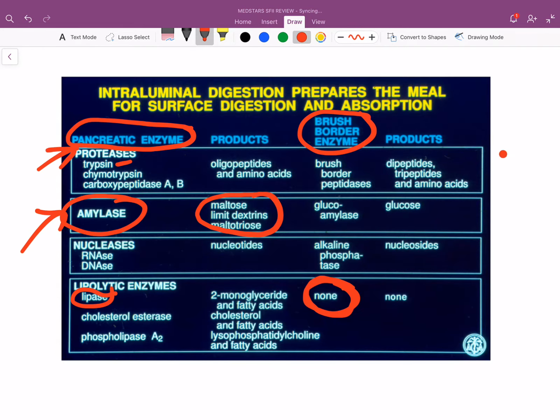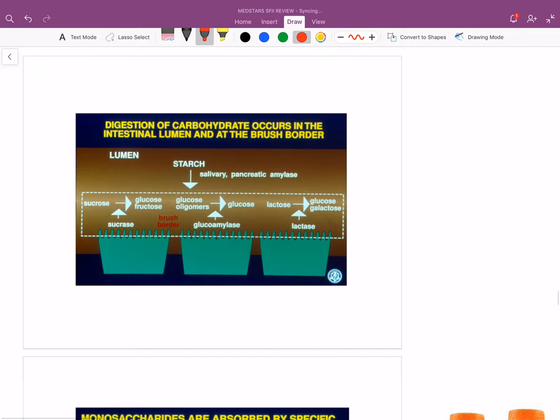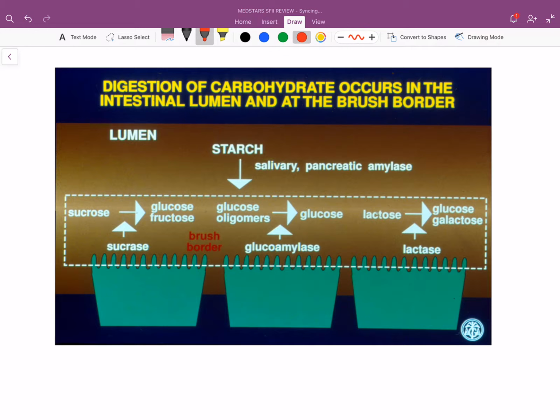Just to go into a little bit of detail here, how do carbs get digested and absorbed? We can only absorb monosaccharides.